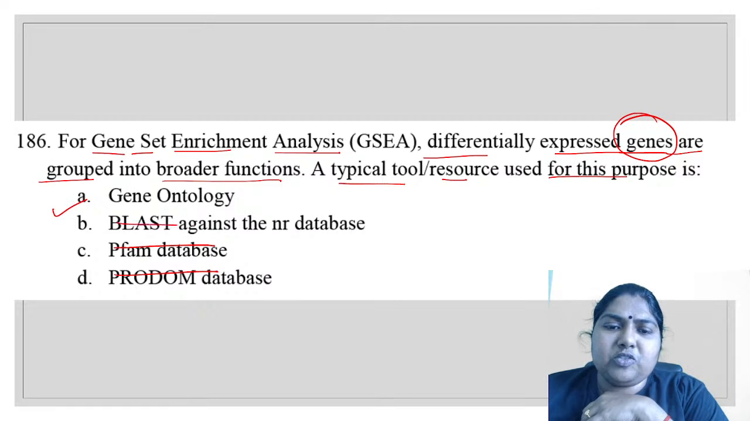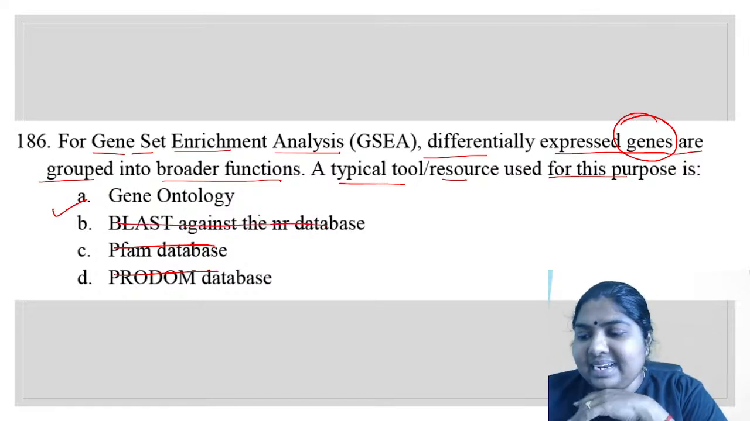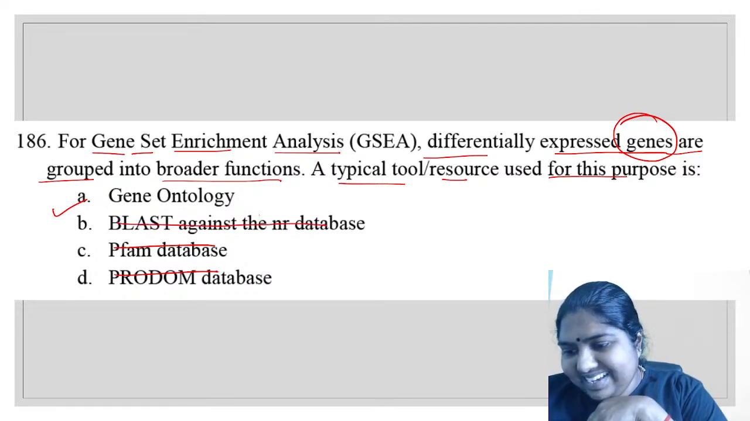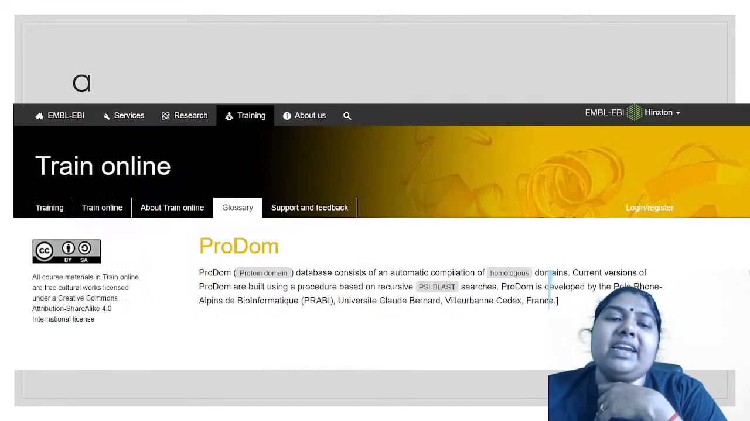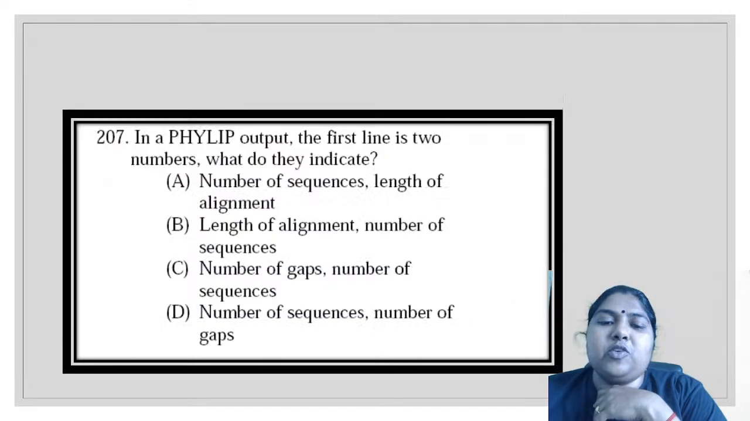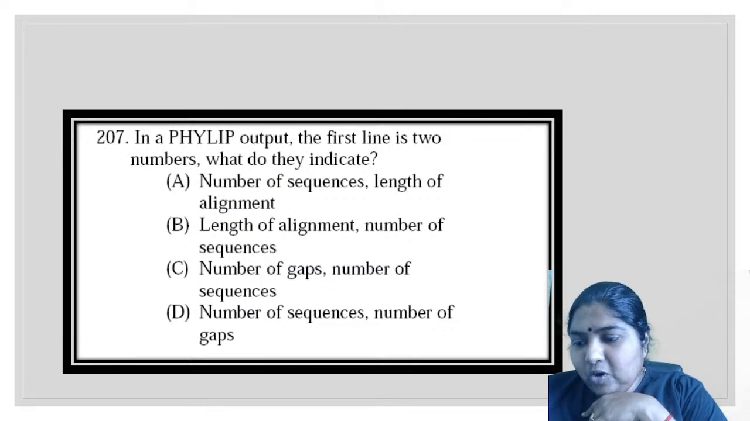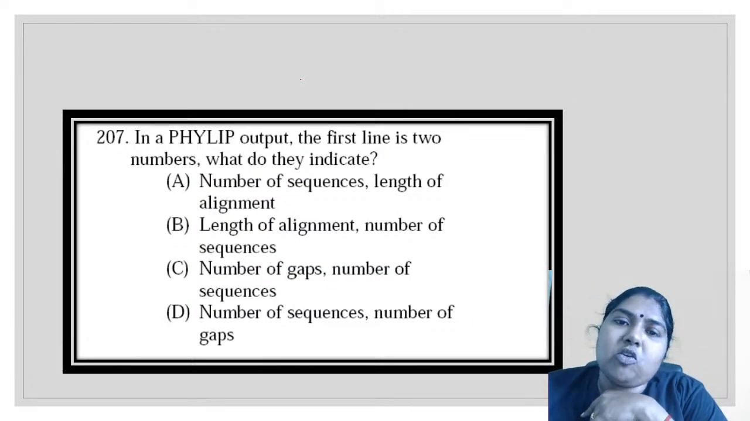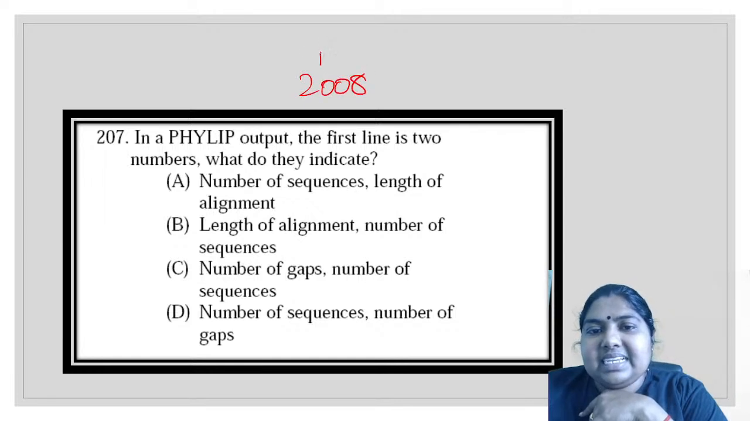Right. And this is also in no way related. The correct answer should be, yes, Siranjeev, correct. So the correct answer should be only A, isn't it? We know that PRODOM and the others are for protein. Correct? Okay. So the next question, this is also a 2008 DBT question.